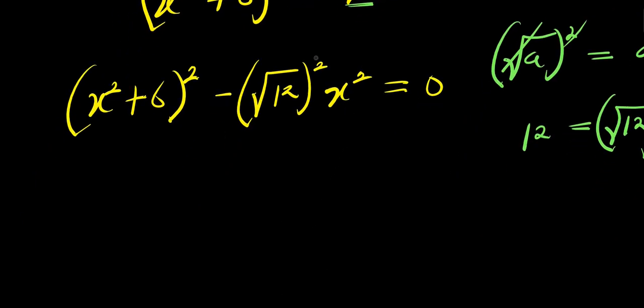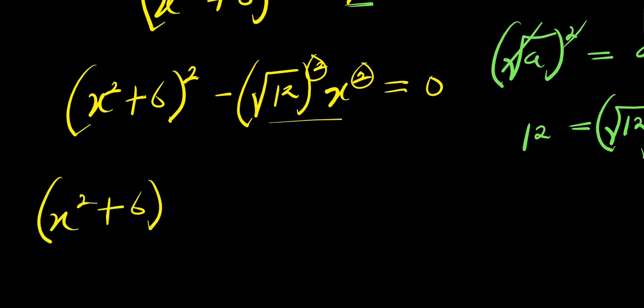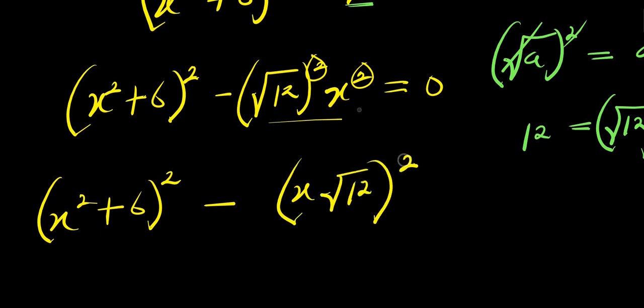Now, if you observe, there's power 2, there's power 2, so we can multiply the bases. That means we have x squared plus 6 power 2 minus x times root 12. This is raised to the power of 2 because we take the common exponent, 2 and 2 here. We take the common exponent, then we multiply the bases, that is 12 times x, that is x root 12. And this equals 0.